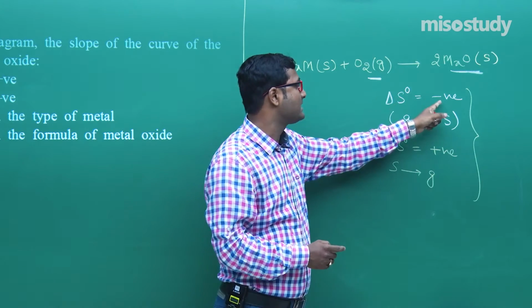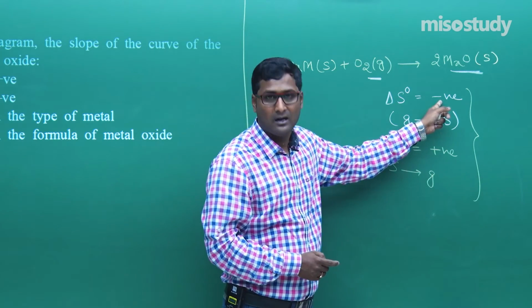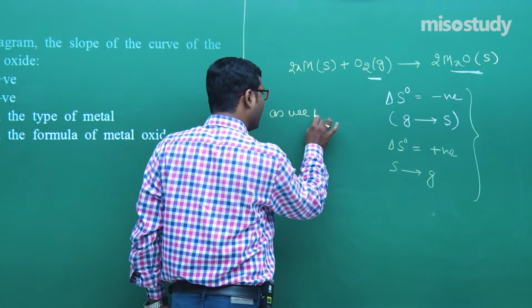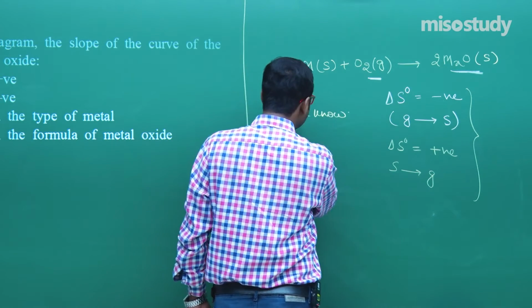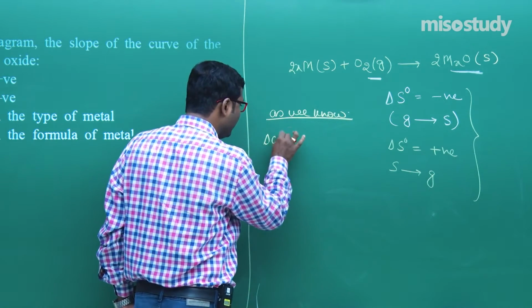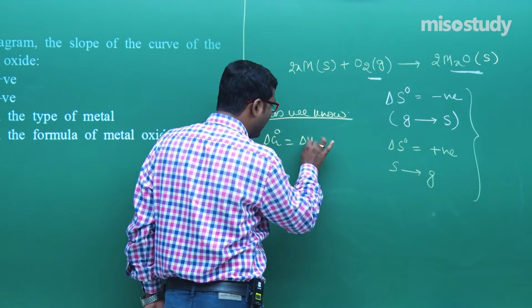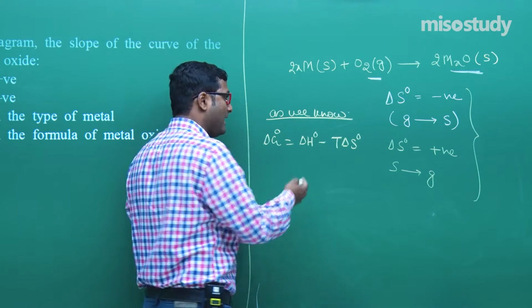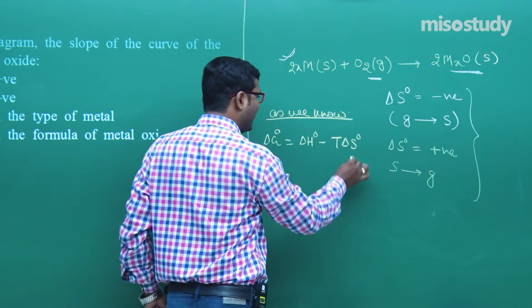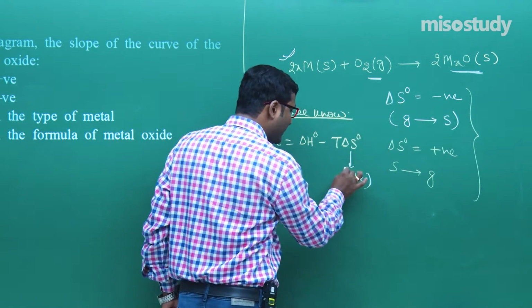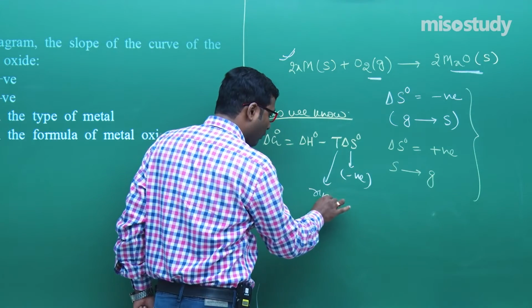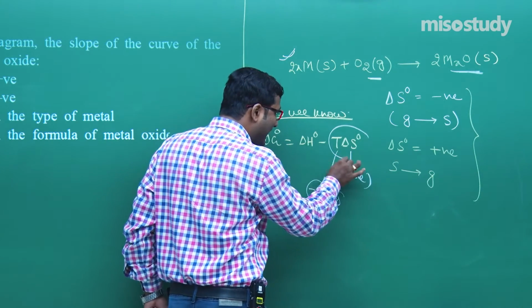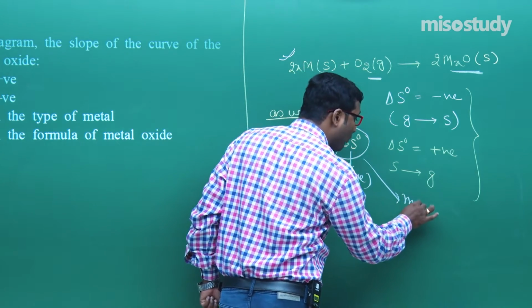If randomness decreases, delta S becomes negative. Now, as we all know, listen carefully to what I am telling. As we know, delta G is equal to delta H minus T delta S. Clear? If I talk about this equation, that is, delta S negative, with a rise in temperature, what will happen? If temperature rises, then T delta S becomes more and more negative.